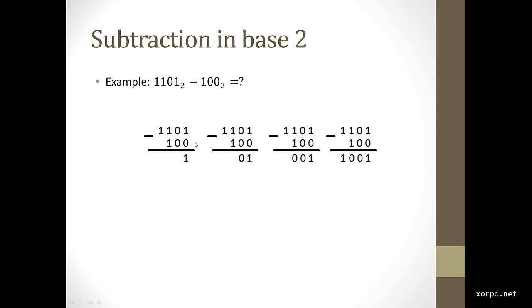We begin with the first two digits. 1 minus 0 equals 1. Next we move on to the next pair. 0 minus 0 equals 0. And then we have 1 minus 1 equals 0. And finally 1 minus nothing, which is basically 0, is 1. And we get this result.